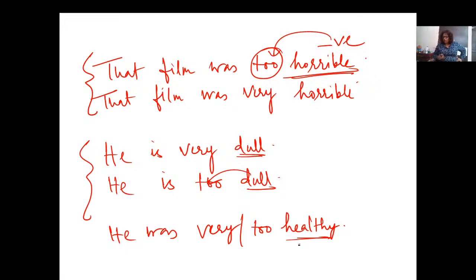Before dull, all negative words always carry too, because too is a negative word. So he is very dull is a wrong sentence. He is too dull. But he is very healthy. Why? Because healthy is a positive word. So that's why he is very healthy. He is too dull. Dull is a negative word, so we have to take too. Horrible, negative word, that's why we have to take too.